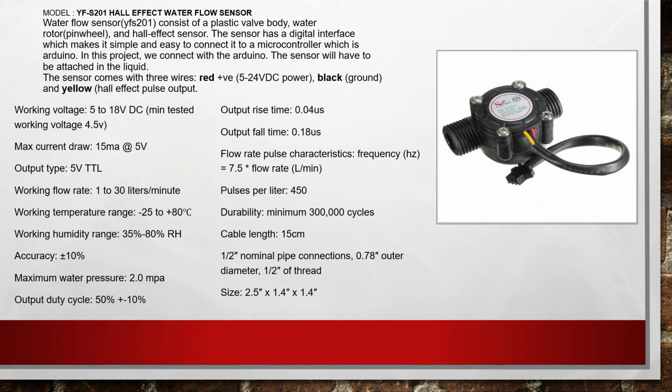Alright, next, the sensor comes with three types of wire, which are red, black and lastly yellow, as shown in the diagram above. The red one is the positive wire, which can carry 5 to 20 volt direct current power. Next, black is the ground wire, and lastly yellow is the Hall effect pulse output.